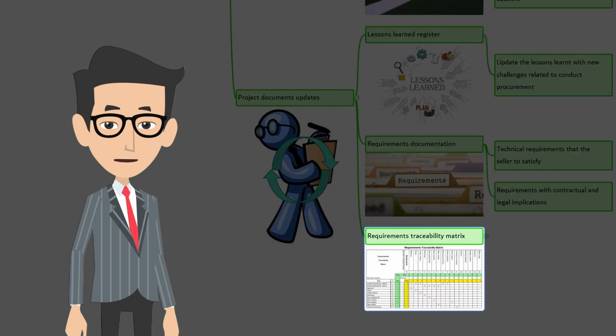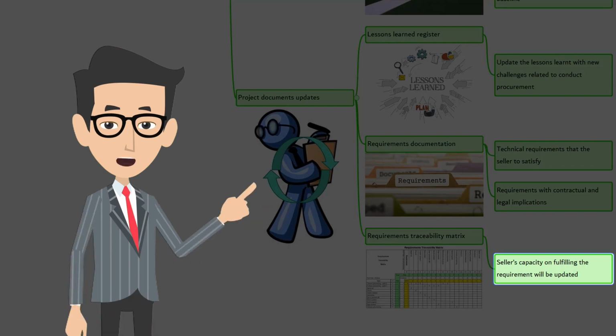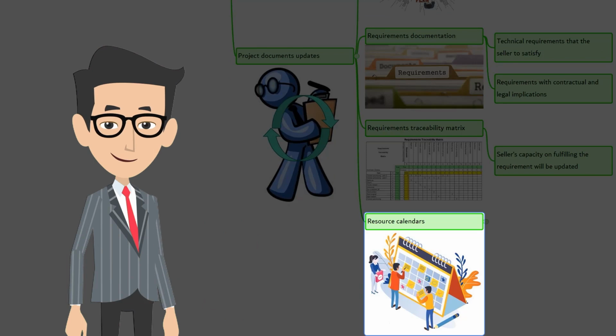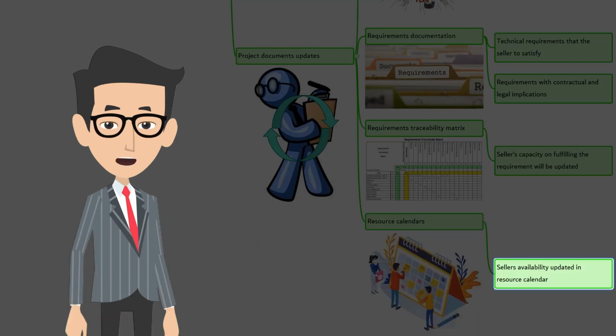The next one is requirements traceability matrix. As the sellers are incorporated into the project plan, the requirements register and the traceability matrix may be updated depending on the capabilities of the specific seller. Resource calendars. Availability of the seller is updated in the resource calendar as the outcome of conduct procurement.